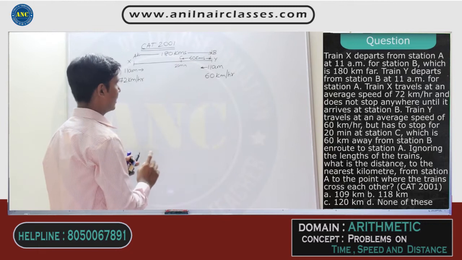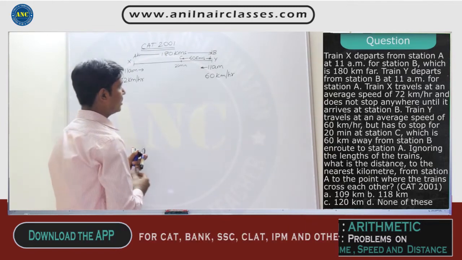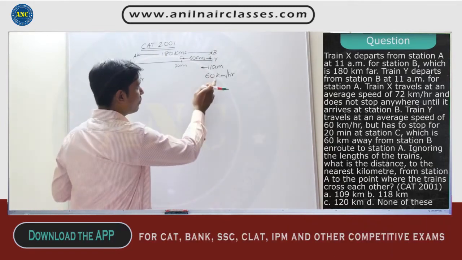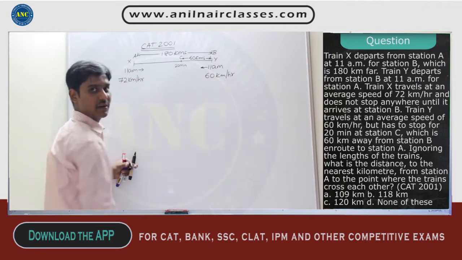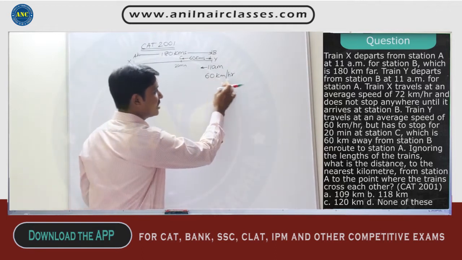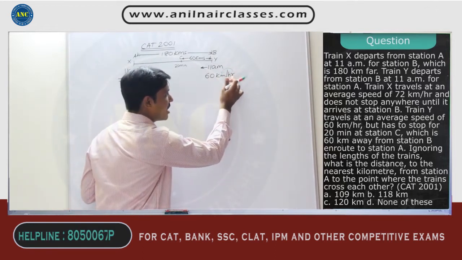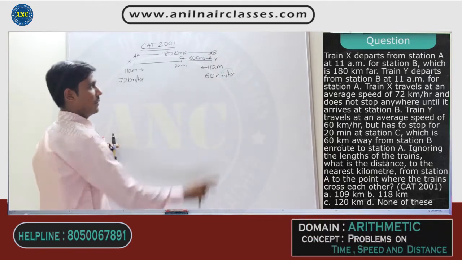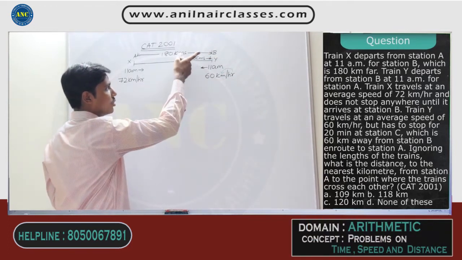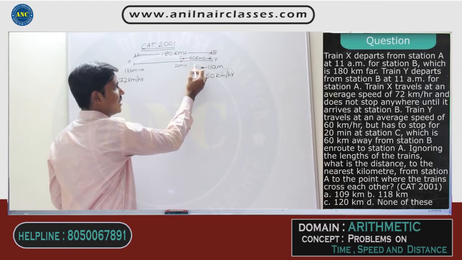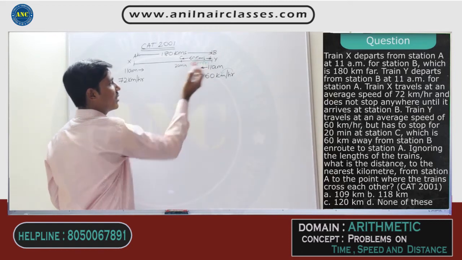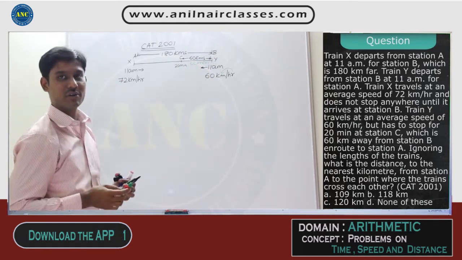Now, what they are telling is, if you observe C, that the speed of this second train, that means train Y, is given as 60 kilometers per hour. In 1 hour it will cover 60 kilometers. That means to cover from here to here, which is 60 kilometers, it will take 1 hour. 1 hour is nothing but 60 minutes, right?